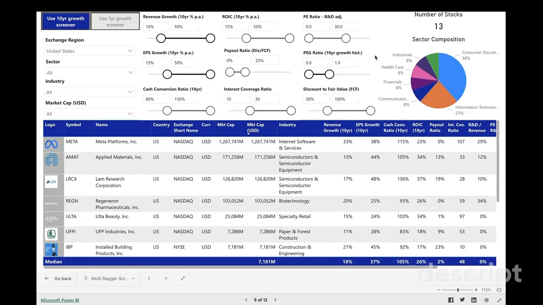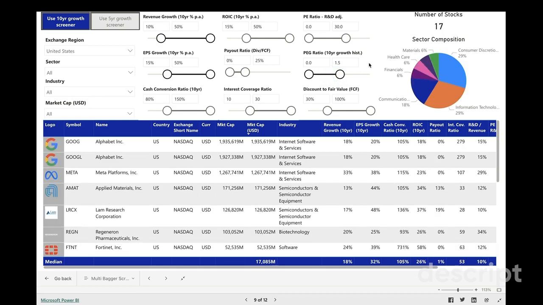For example, let's change the price earnings to growth ratio to 1.5 to include a broader range of potential multi-bagger stocks. You can either use the slider or type the number directly. For a refresher on these financial metrics, refer to our comprehensive stock investing glossary available on the website.